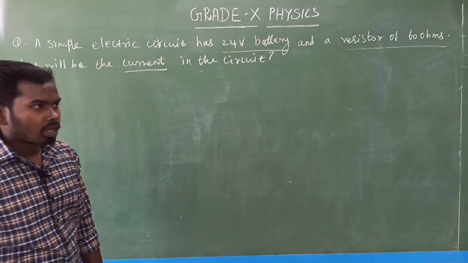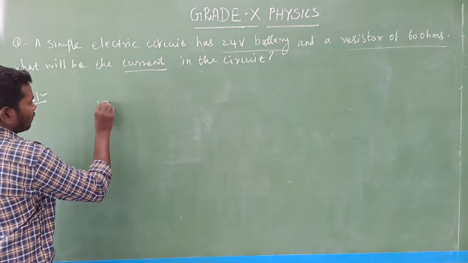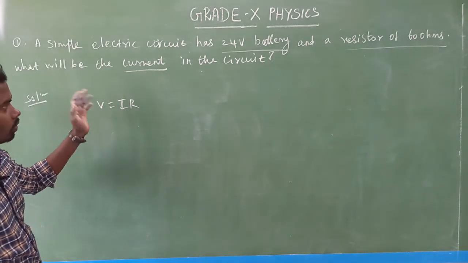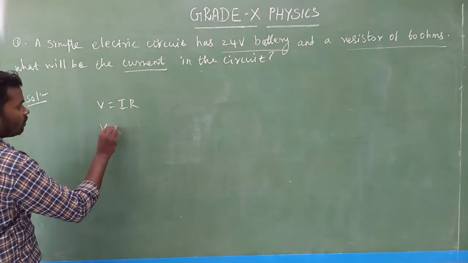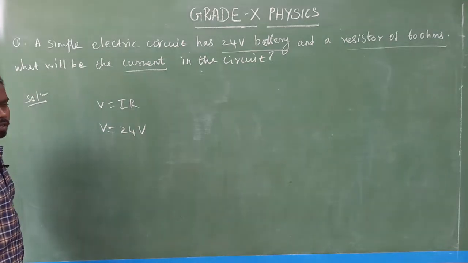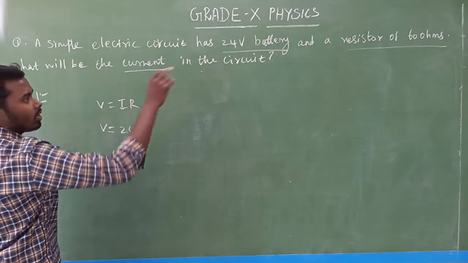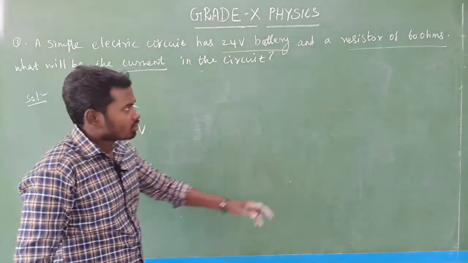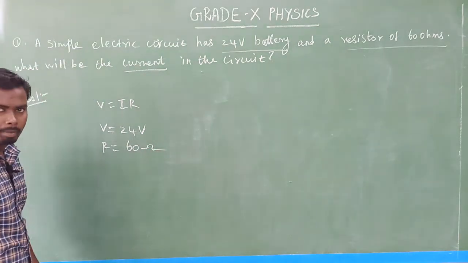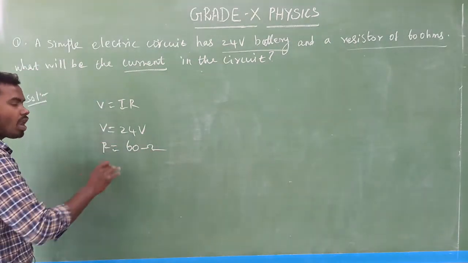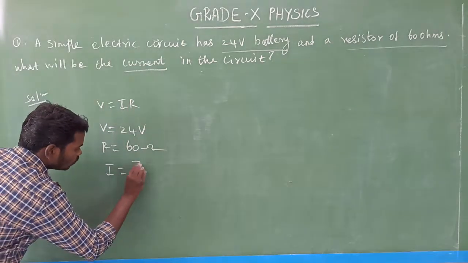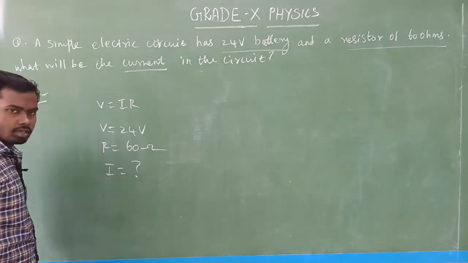According to Ohm's law, V equals IR. First of all, write what quantities we know. Voltage V is 24 volt. Next, the resistance R is 60 ohm. Next, what value do we need to calculate? What will be the current in the circuit? So the current I value we need to calculate. Is it clear, students?